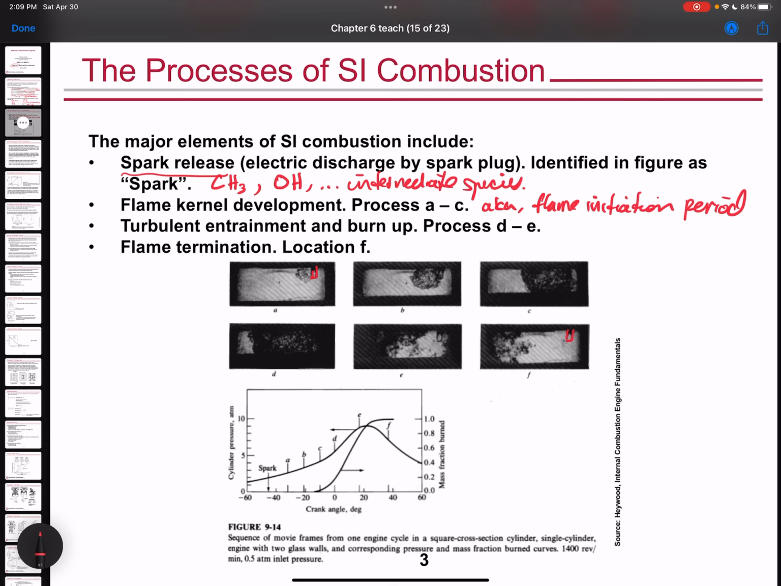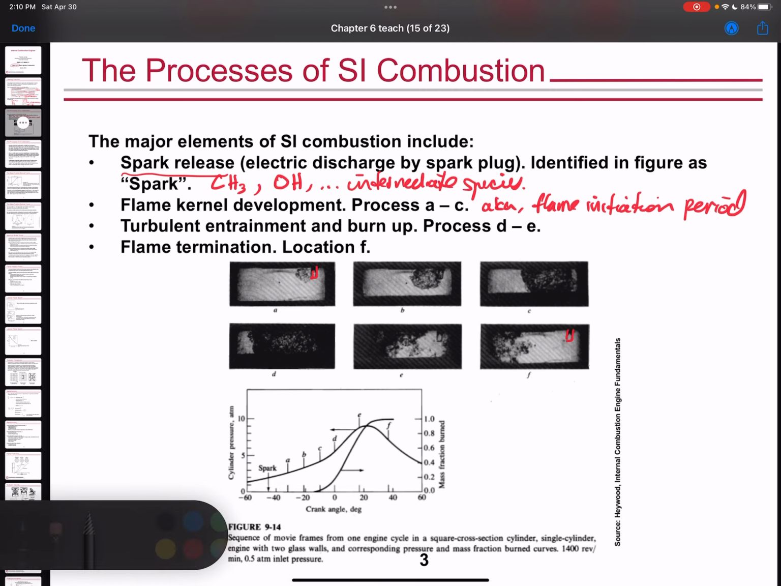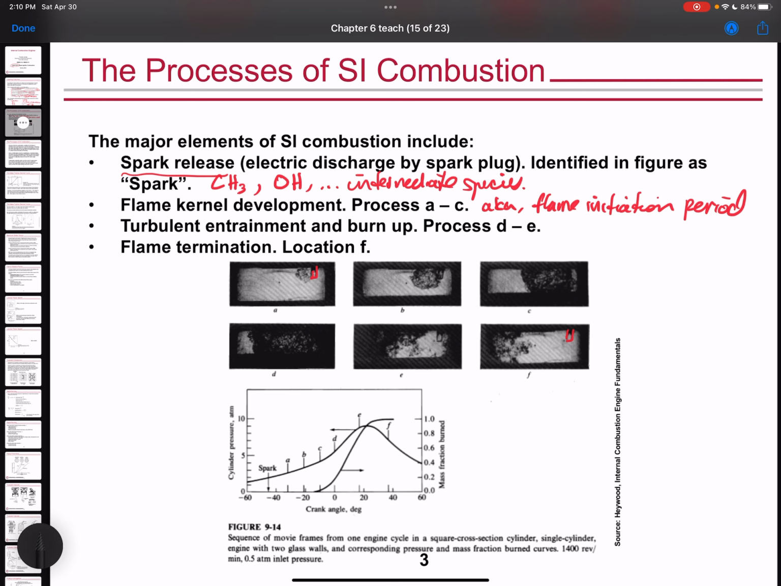What ultimately brings the flame kernel development or the flame initiation period to a close is a transition into rapid burning, or what is more precisely referred to as turbulent entrainment and burnup. Okay, and this is what's depicted. And by the way, I'll go through these curves in more detail in just a moment. But that's what's depicted in images D and E that you have here in the middle of your slide.